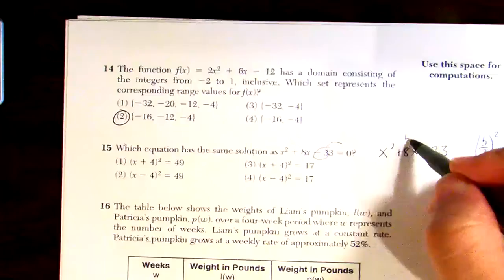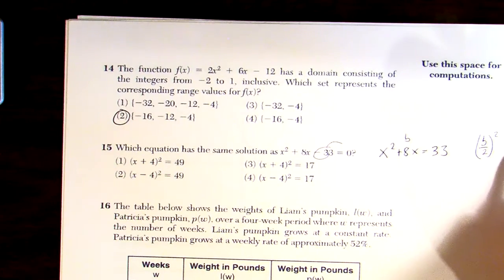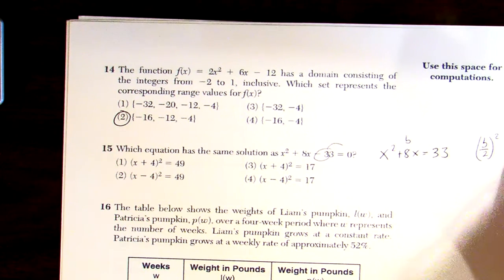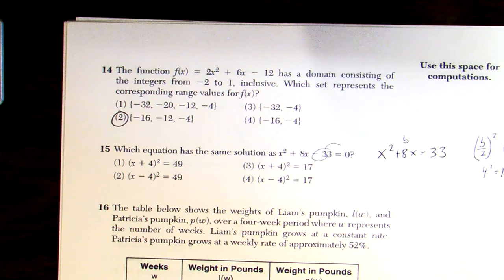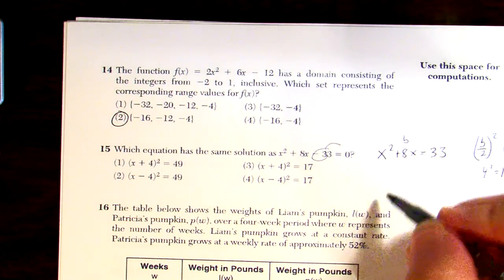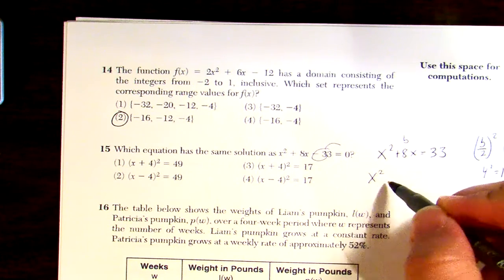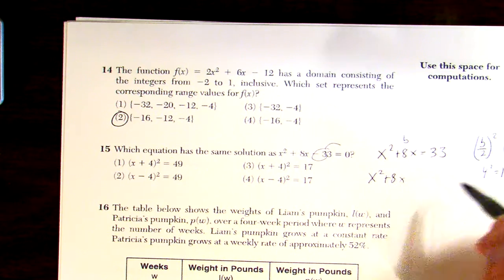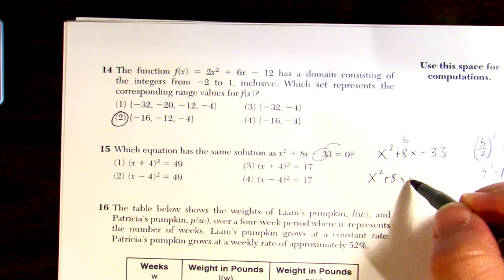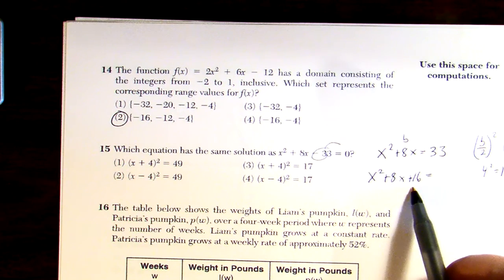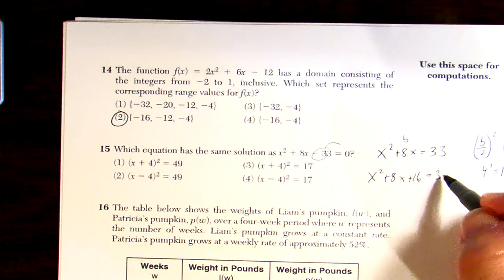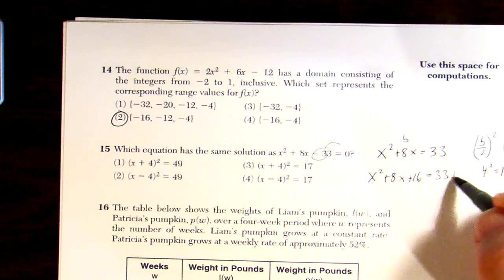So this is our b. So we're going to have 8 over 2 squared, or just 4 squared, which we know is 16. Okay. If you don't, you can put it in the calculator. So now I can write this as x squared plus 8x plus 16 equals, and what I do to one side, if I add 16 to one side, I got to do it to the other side. 33 plus 16.